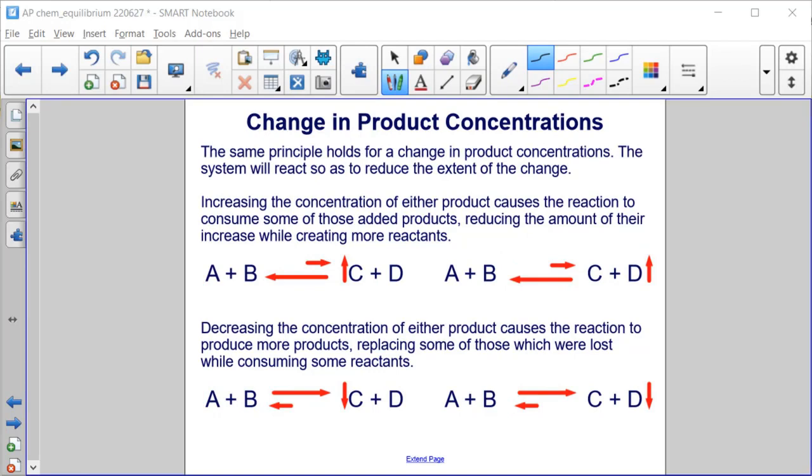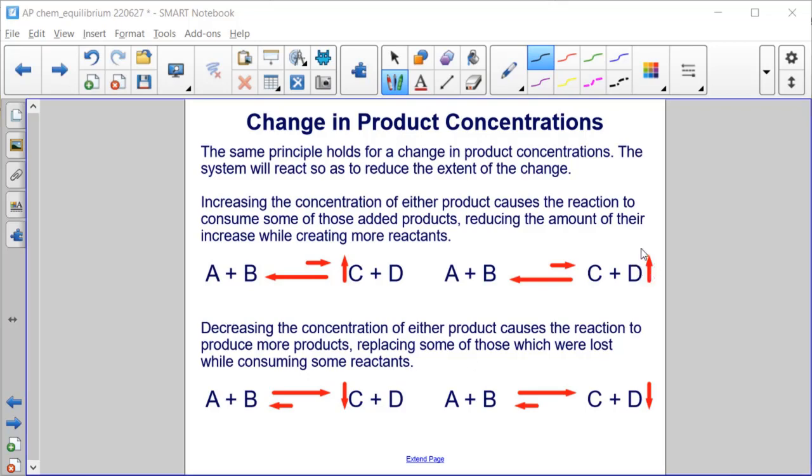Change in product concentrations. The same principle holds for a change in product concentrations. The system will react so as to reduce the extent of the change. Increasing the concentration of either product, if I increase product C or product D, causes the reaction to consume some of those added products, reducing the amount of their increase while creating more reactants. So we'll consume some of this product and shift our equilibrium toward the left and create more reactants.